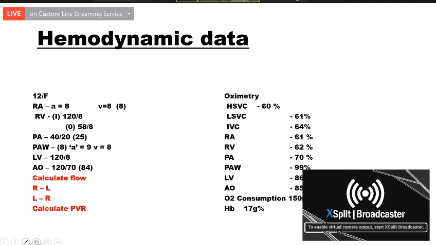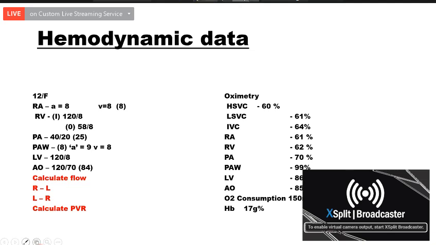You have to look at the pressure data before we draw any conclusions. Yes, pressure data. Sir, systemic pressures are 120/70 with mean of 84, normal. RA pressures are mean 8, normal, with A equal to V. And RV inflow pressures are 120/8, sir.